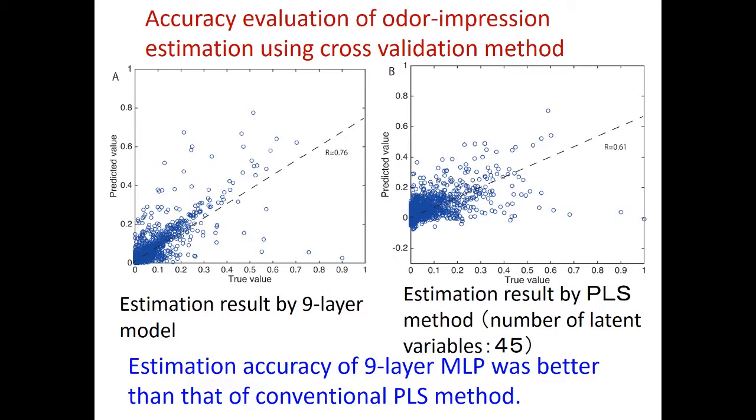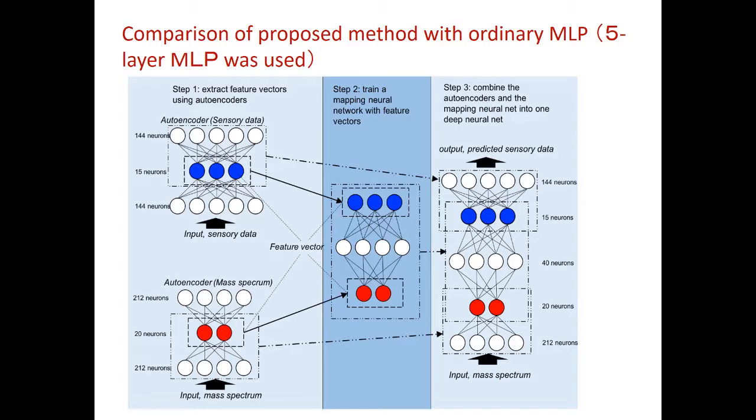This is a diagonal axis, and when the data is on the diagonal axis, accuracy is very good. When you see these two graphs, especially along this one, estimation accuracy becomes better. The coefficient of correlation here is 0.76, and this one is 0.61. So the estimation accuracy of the 9-layer MLP was better than that of the conventional PLS method. And this is a comparison.